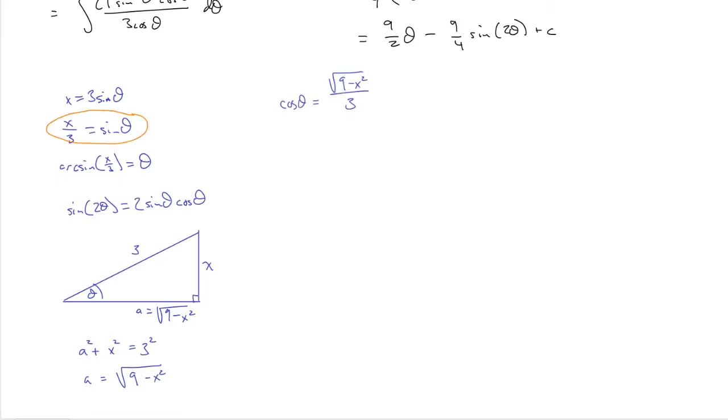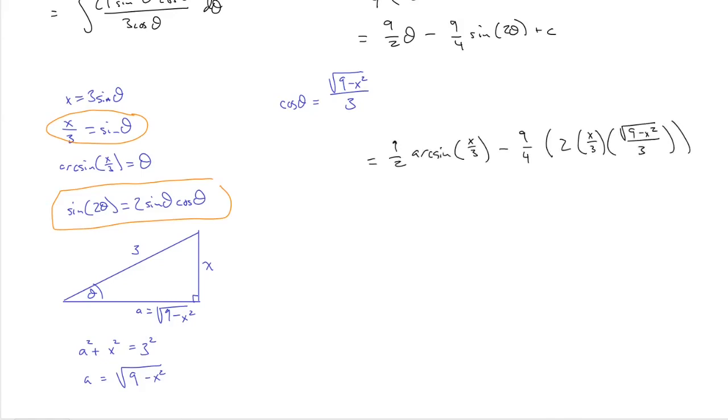From our right triangle, we can compute that the cosine of theta is adjacent over hypotenuse. It's the square root of 9 minus x squared all over 3. And then using the identity that sine of 2 theta is 2 sine theta cosine theta, we're ready to write the answer to the integral, ready to finish the problem.